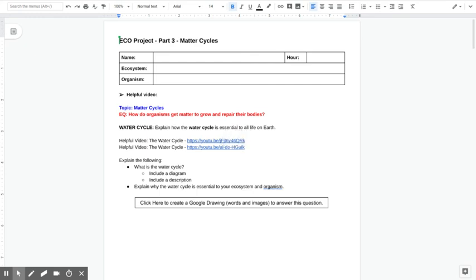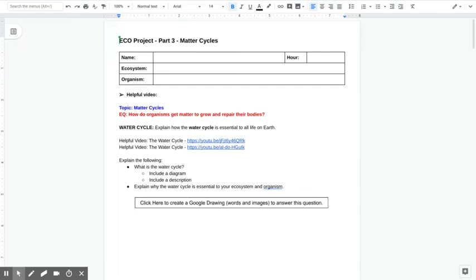Hello, everyone. We're going to go over part 3 of our ecosystem project from our ecosystem and interactions unit. And part 3 is titled Matter Cycles. Over the past week or so, you've been breaking down 4 different articles and you've been sharing them. And now we're going to bring this all together for your project.